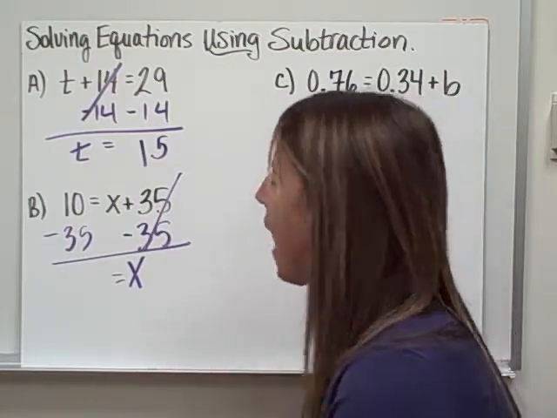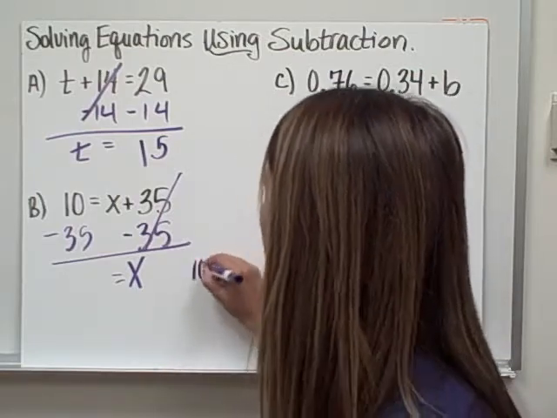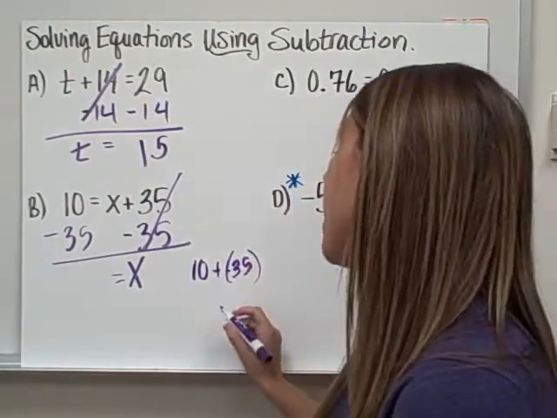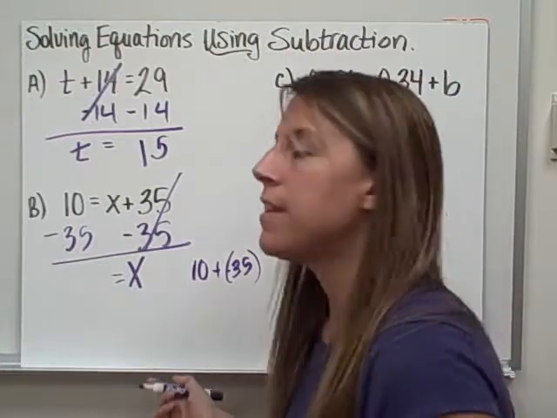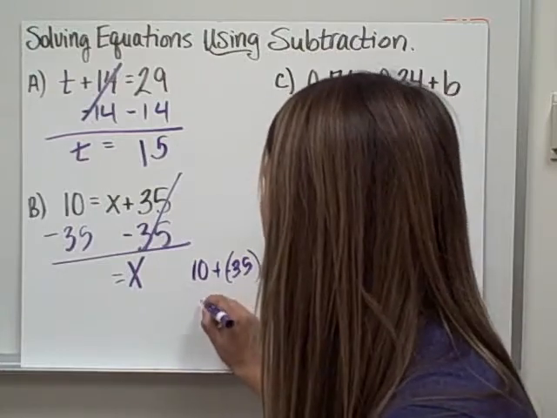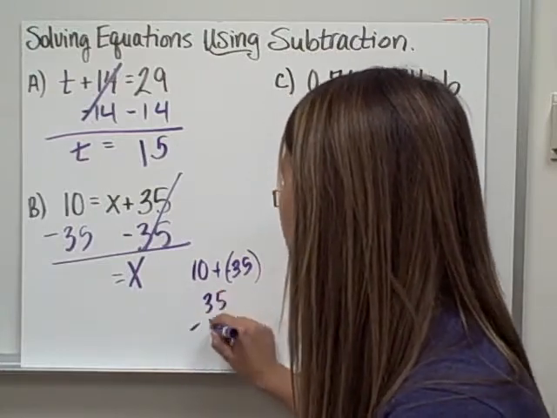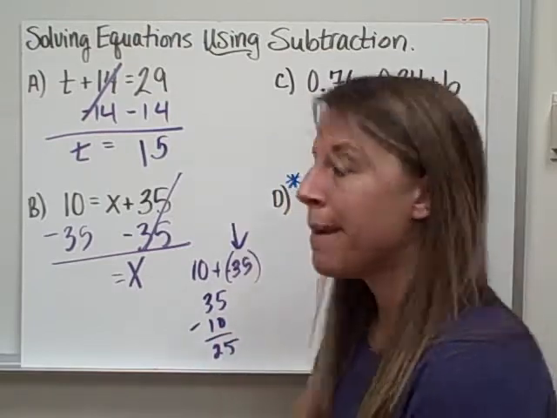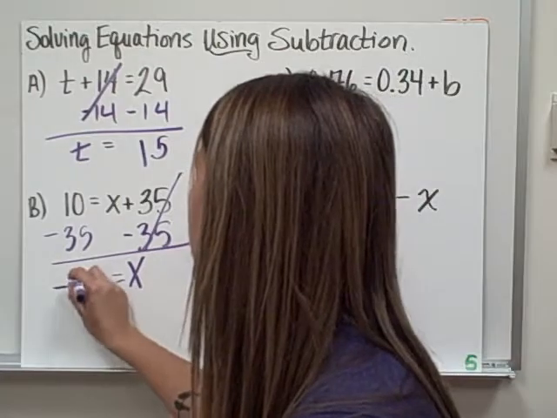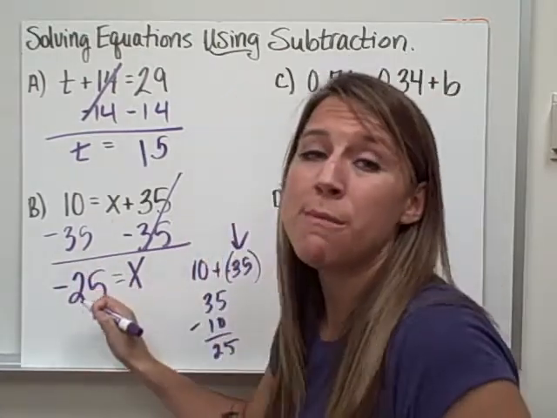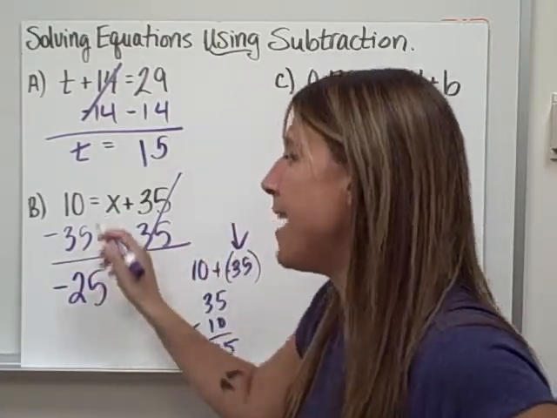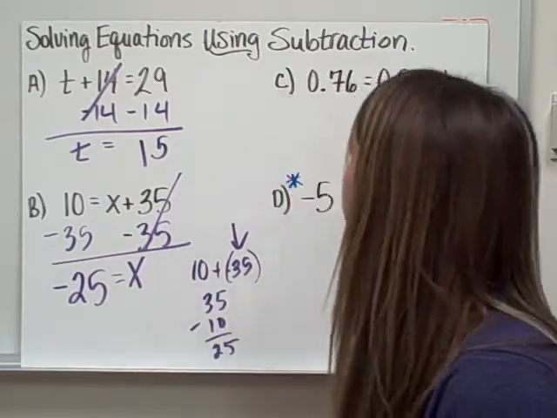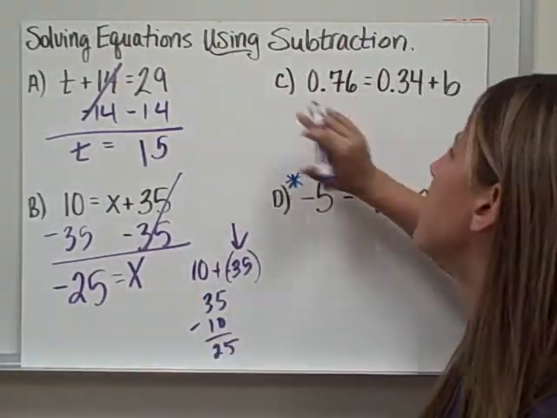10 minus 35 can be thought of as 10 plus a negative 35. And then the signs are different. Find the difference. I have 35 minus 10 in my head. I know that's 25. The sign of the larger number in absolute value is negative, so this is going to be negative 25. Some of you may have been able to do that in your head, and that's awesome. 10 minus 35, well, that's negative 25. That's exactly right.